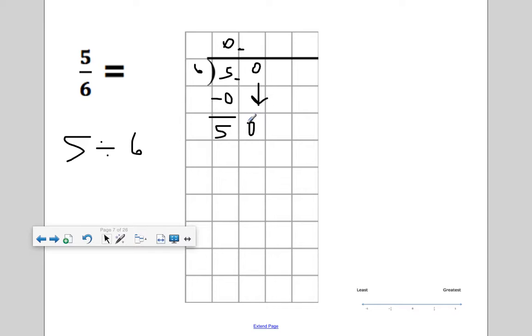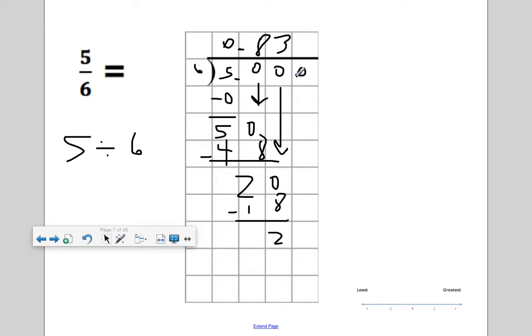How many groups of 6s go into 50? 6, 12, 18, 24, 30, 36, 42, 48. That's 8 groups. 50 take away 48 is 2. Add another 0, I bring it down. I wonder if this is terminating or repeats. How many groups of 6s go into 20? 6, 12, 18. That's 3 groups. That's 18. 20 minus 18 is 2.